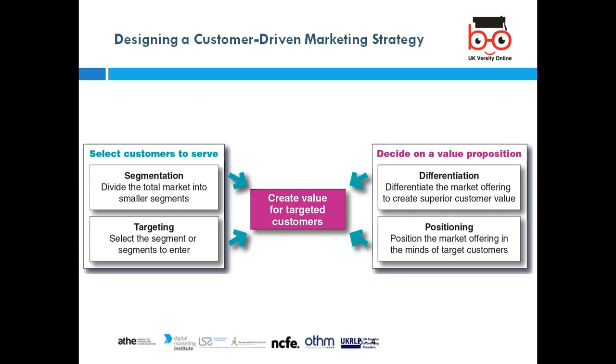So we are designing a customer-driven marketing strategy. We can design our marketing strategy and segment our market, selecting the customers we want to serve. Segmentation means dividing the total market into smaller segments. Then targeting means selecting the segment or segments to enter, the ones we really want to target. Then we decide on the value proposition: how we can create value for each segment and each brand, which we normally segment, when we launch a new brand.